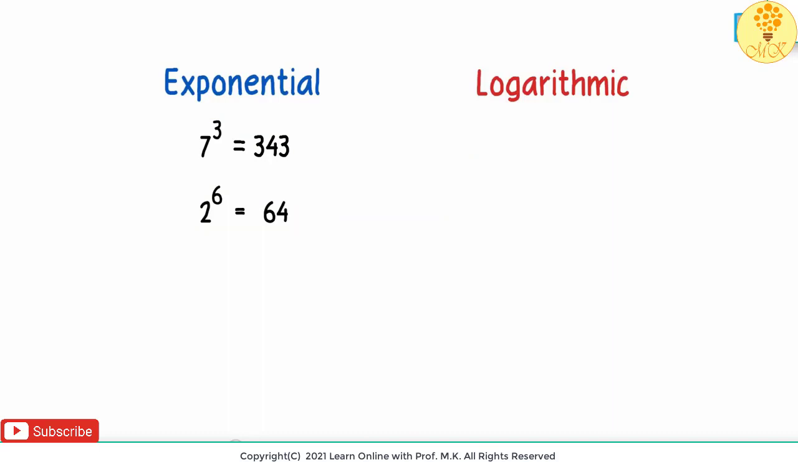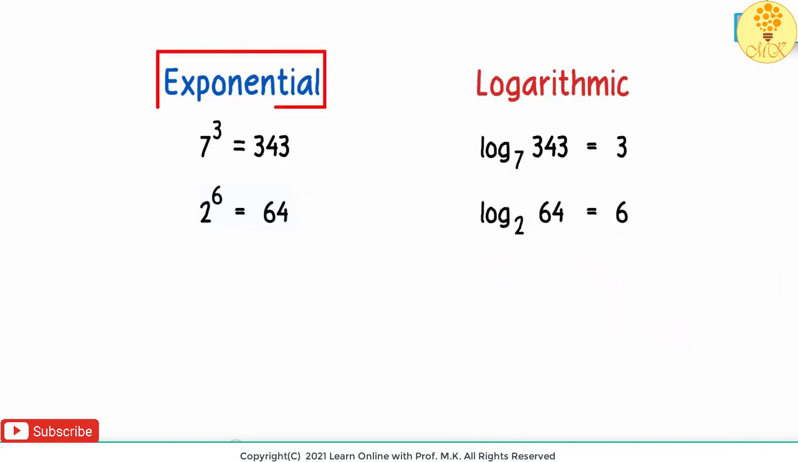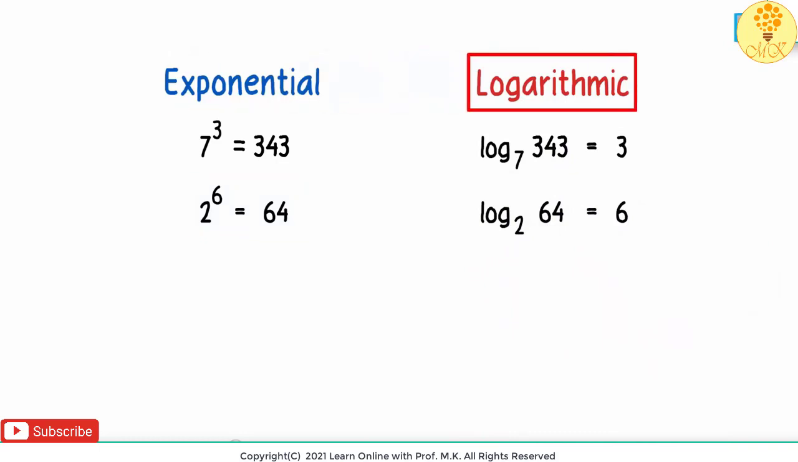I'm sure that was easy. Remember, the answer of the logarithm is the power. So we can write this one as log of 343 to the base 7 equals 3. If you just look at the left hand side, it asks 7 raised to what will give us 343? And the answer is 3. And similarly, this can be written as log of 64 to the base 2 is equal to 6. So converting from exponential form to the logarithmic form was easy.